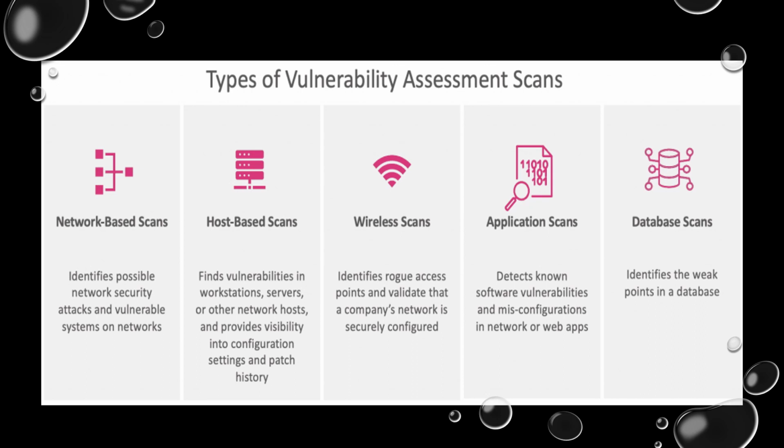Next is the wireless scan. This identifies rogue access points and validates that a company's network is securely configured. Next is the application scans. This detects known software vulnerabilities and misconfigurations in network or web apps.